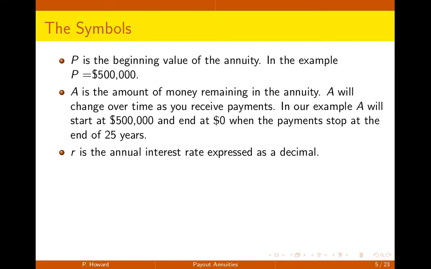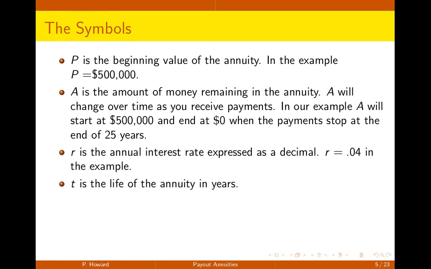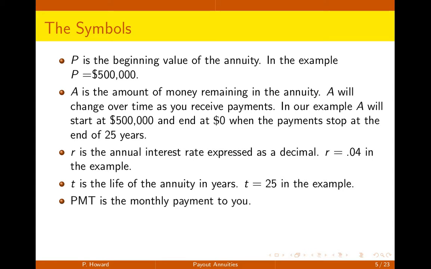R is the annual interest expressed as a decimal. R is 0.04 in the example. T is the life of the annuity in years. T is 25. And PMT is the monthly payment to you. So all these symbols have been used before for similar things in other circumstances.